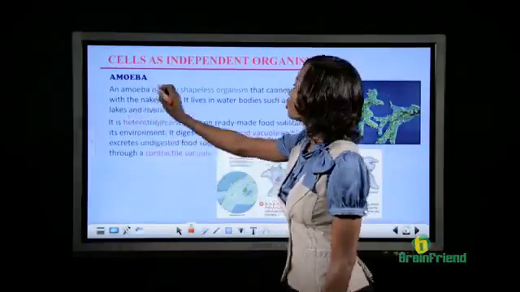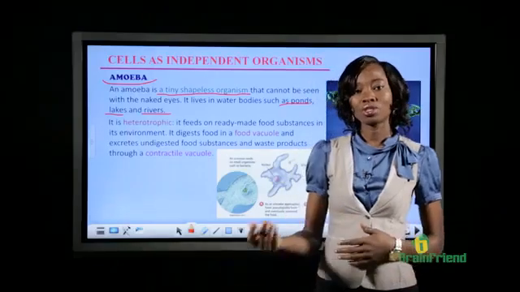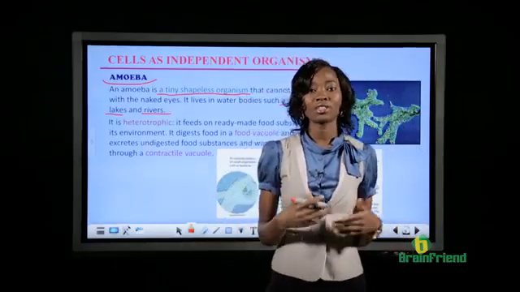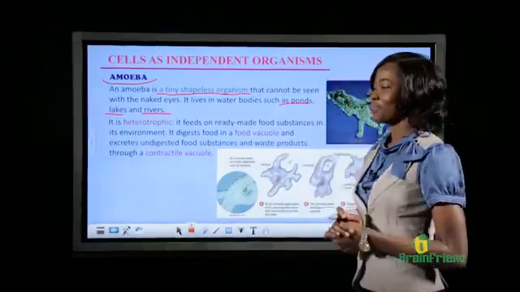The first is amoeba. We're saying an amoeba is an organism that is made up of just a single cell. It is a tiny, shapeless organism that cannot be seen with the naked eyes. You can't see amoeba in your environment, even though they are there. Amoeba live in water bodies such as ponds, lakes, and rivers. So when you go to the stream, the pond, a lake, or a river, just know there are different varieties of amoebas in them.